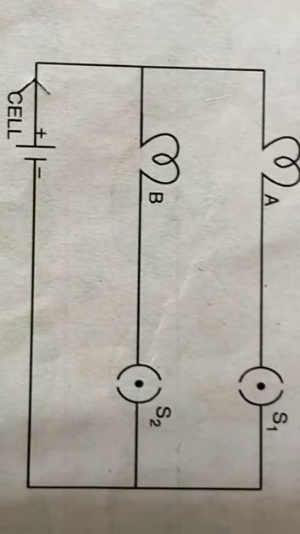Therefore, we have seen that there are a lot of advantages of a parallel circuit. So in our houses, factories, offices, all the connections which are made are connected in a parallel circuit and not in a series circuit. Is that clear?